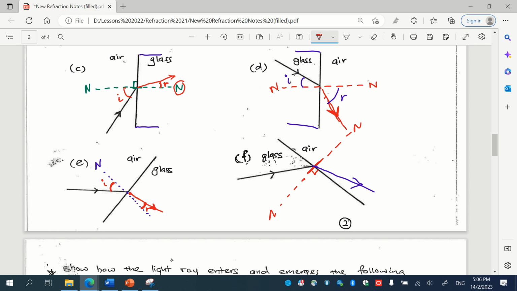Okay, the angle. This is my angle. So who is I? Who is R? Incident ray, angle I. Refracted ray is what you have drawn, the bend away one. This is my angle R. Angle R is bigger than angle I.